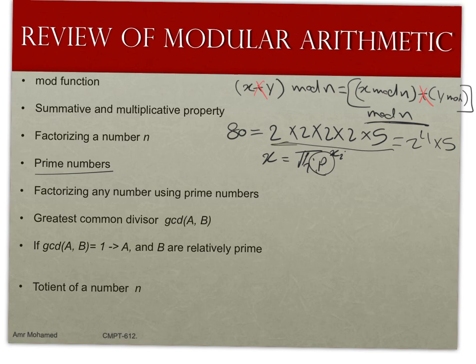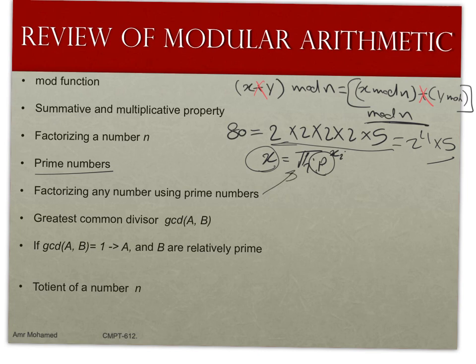If you look at this number, these are all prime numbers. Okay? So any number can be represented using multiplication of prime numbers to any exponent. And that's what we did here. We factorized 80 into the multiplication of 2 to the power 4 and 5. And all of these are prime numbers. So far so good? Okay.